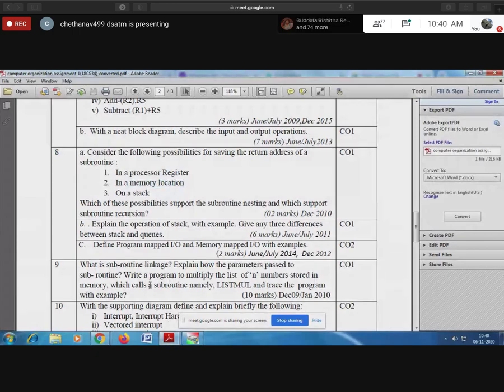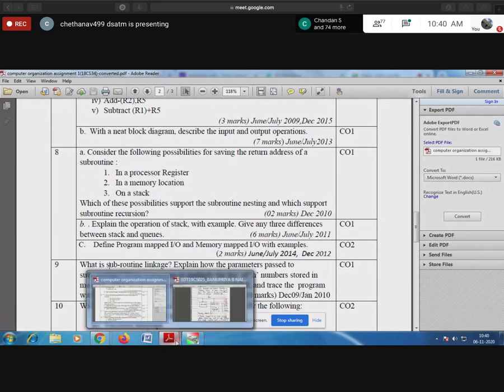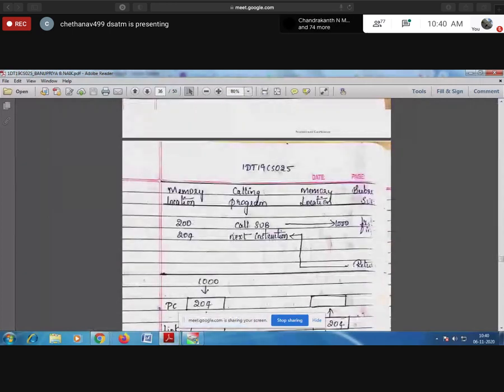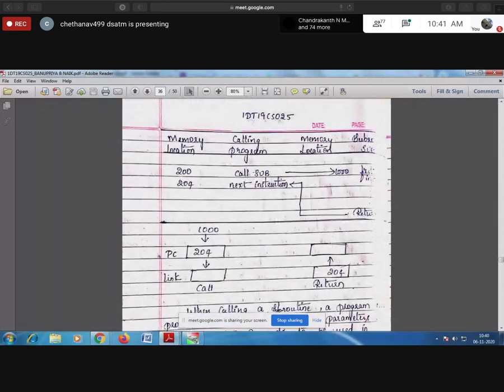Subroutine linkage is very simple. It is the same thing I already explained. Subroutine linkage is nothing but we record one link register. The extra thing is the link register. I think this is the diagram. When I call the subroutine, what will happen? Suppose 2000 is the current instruction, so the next instruction is 204. After 2000 is completed, I am supposed to go to 204.